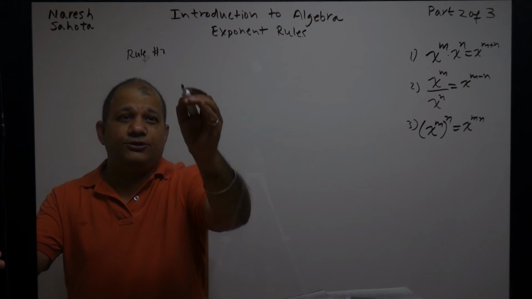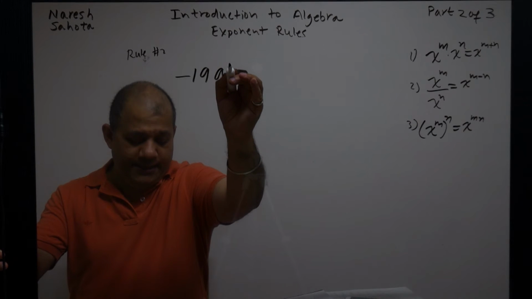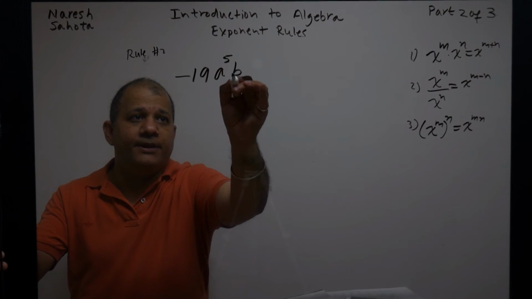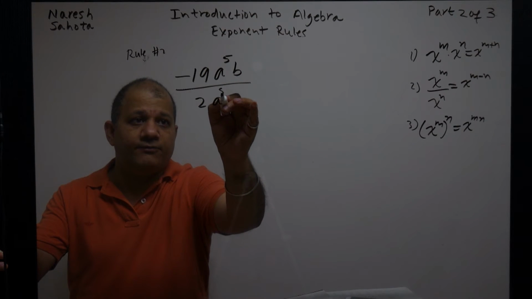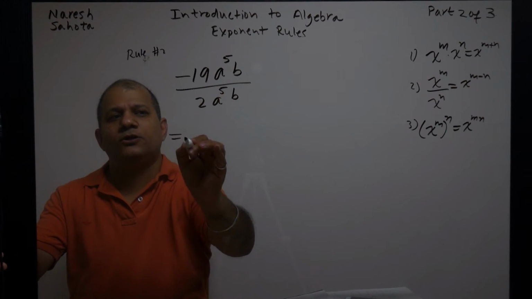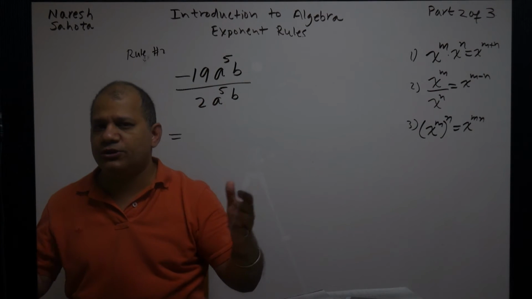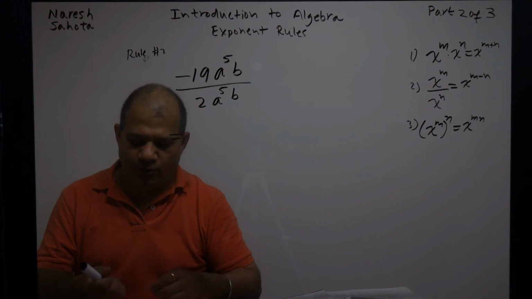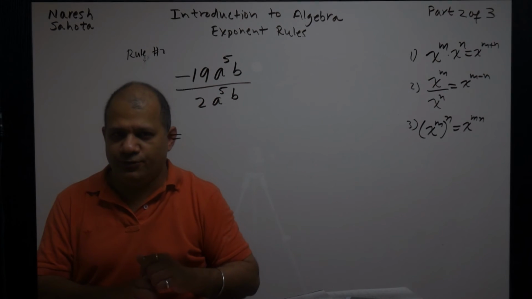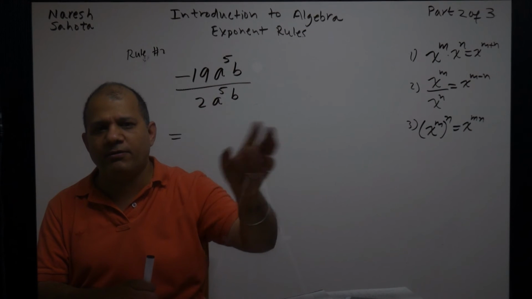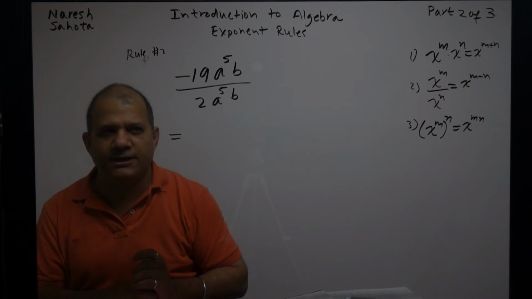Alright, so now let's do a little bit more complex. Negative 19a to the 5b divided by 2a to the 5b. So here we're dividing. So again, in this question, we're just getting everything. Everything that we know how to divide, we know how to multiply, we know rule number 1 and rule number 2. Right? So you can see all of that in the next 2 or 3 questions that we do.